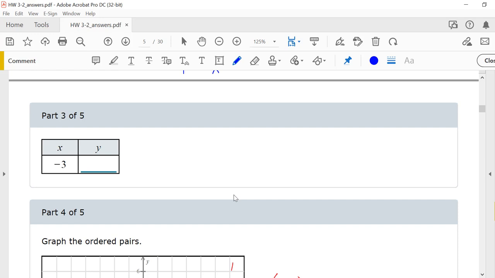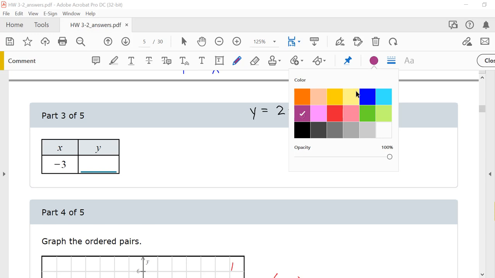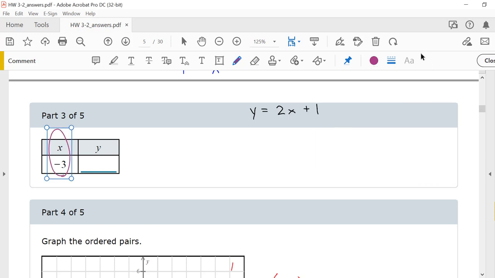Okay, part 3. Remember your equation is y equals 2x plus 1. And now we want to find the value when x is negative 3. I'm going to put in negative 3 for x. I have y equals 2 times negative 3 plus 1. 2 times negative 3 is negative 6. Negative 6 plus 1, I get y equals negative 5. I have the ordered pair negative 3, comma, negative 5.